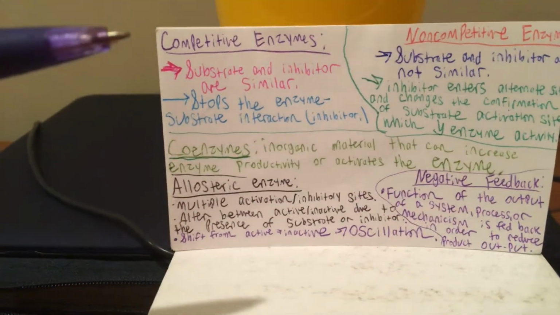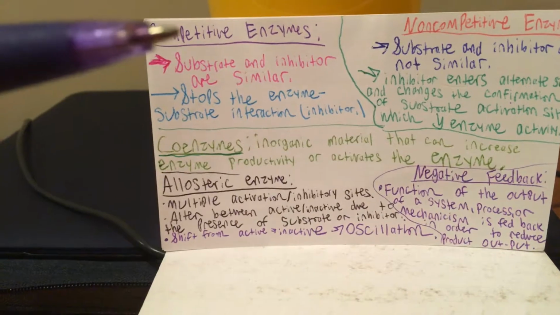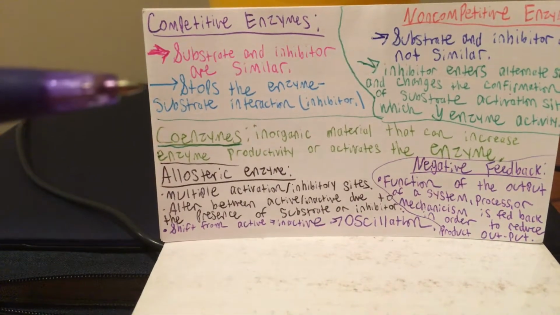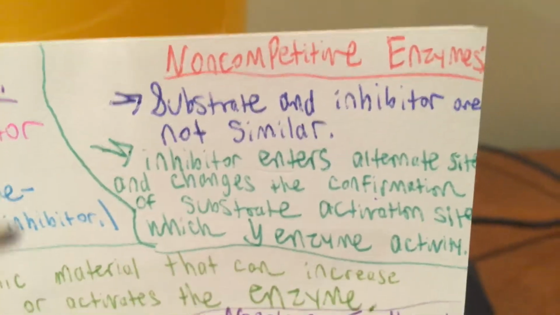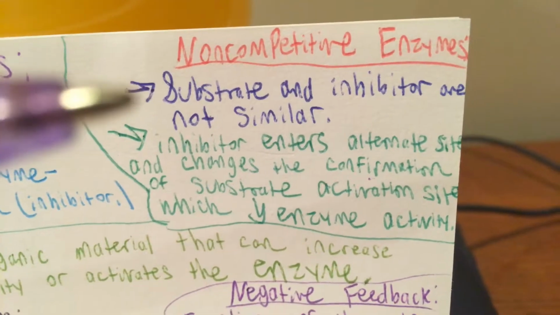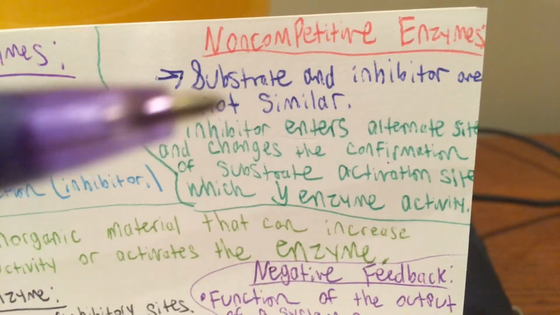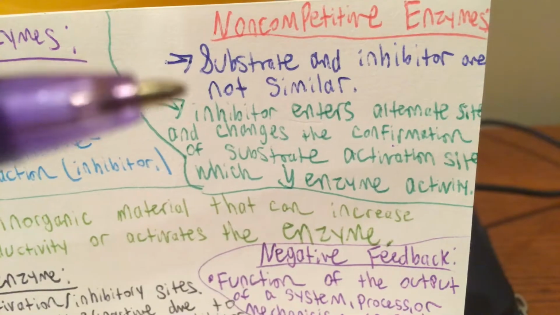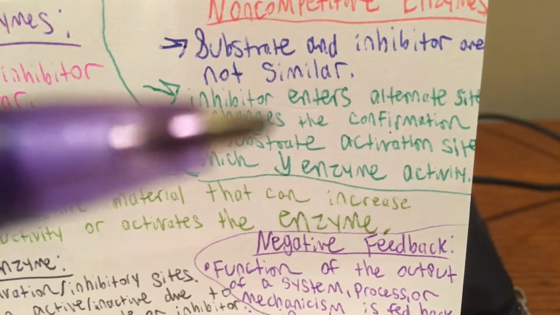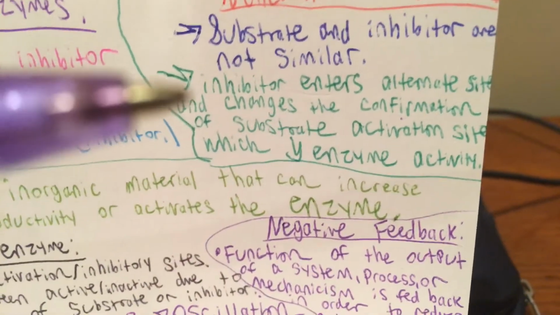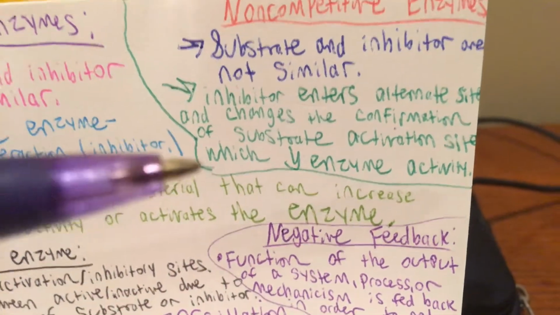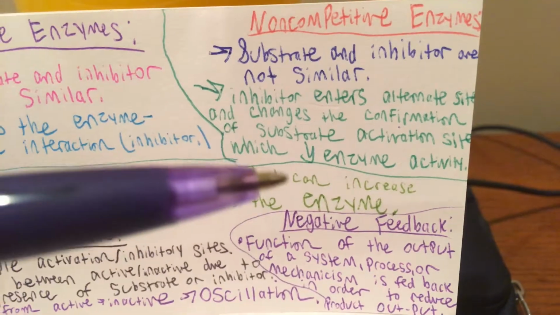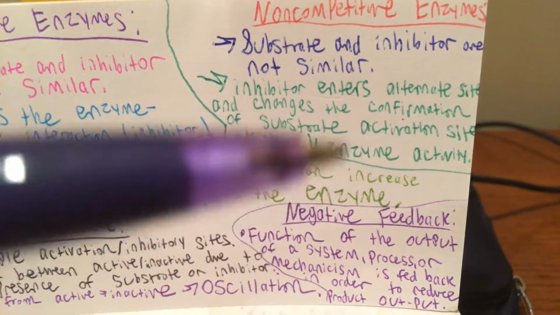We will start with competitive. The substrate and inhibitor are similar, and the inhibitor stops the enzyme-substrate interaction. And then now, non-competitive enzymes: the substrate and inhibitor are not similar. The inhibitor enters the alternate site, which is the bottom right of the Pac-Man, and changes the conformation of the activation site, which decreases the enzyme activity.